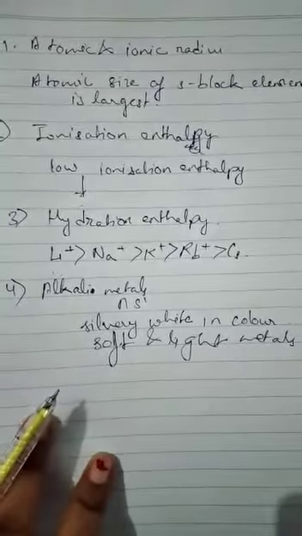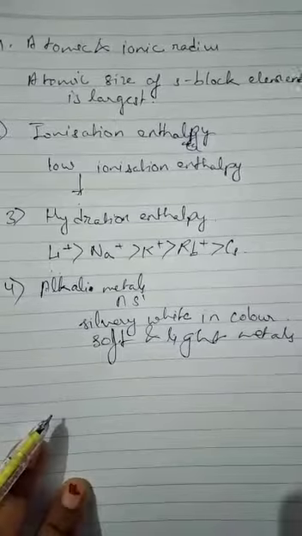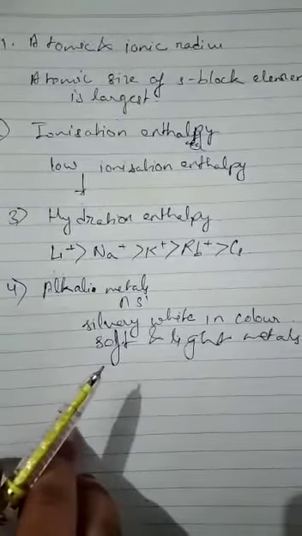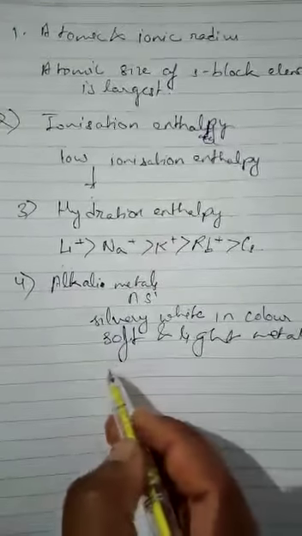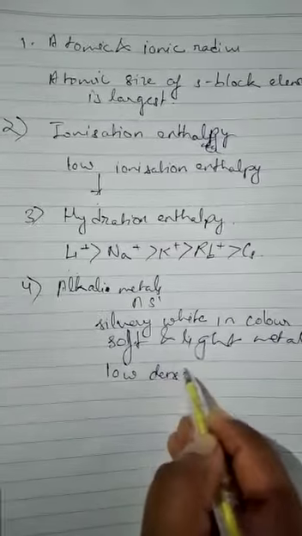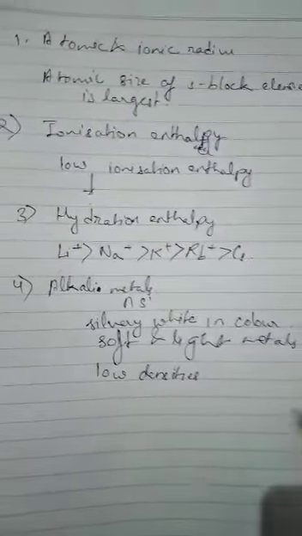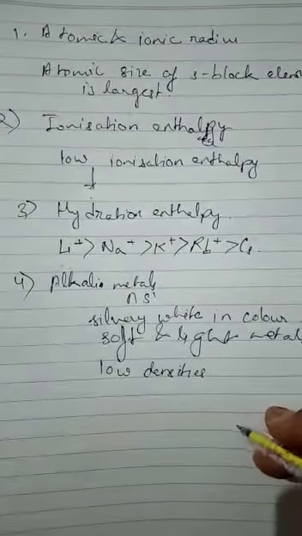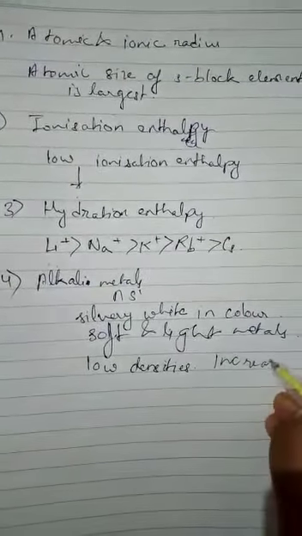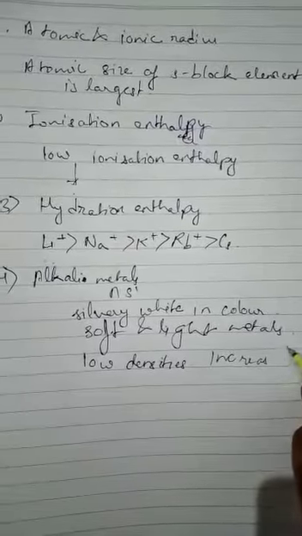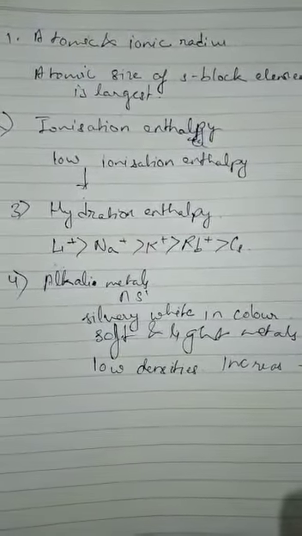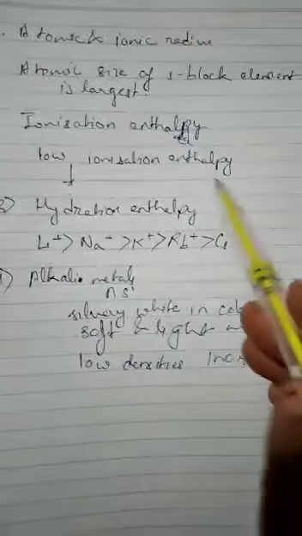And also students, because of their large size, the elements have low density, which increases down the group from lithium to cesium. Okay, so the alkali metals have low densities, which increase from top to bottom in a group. Okay, so these are the common properties of the alkali metals.